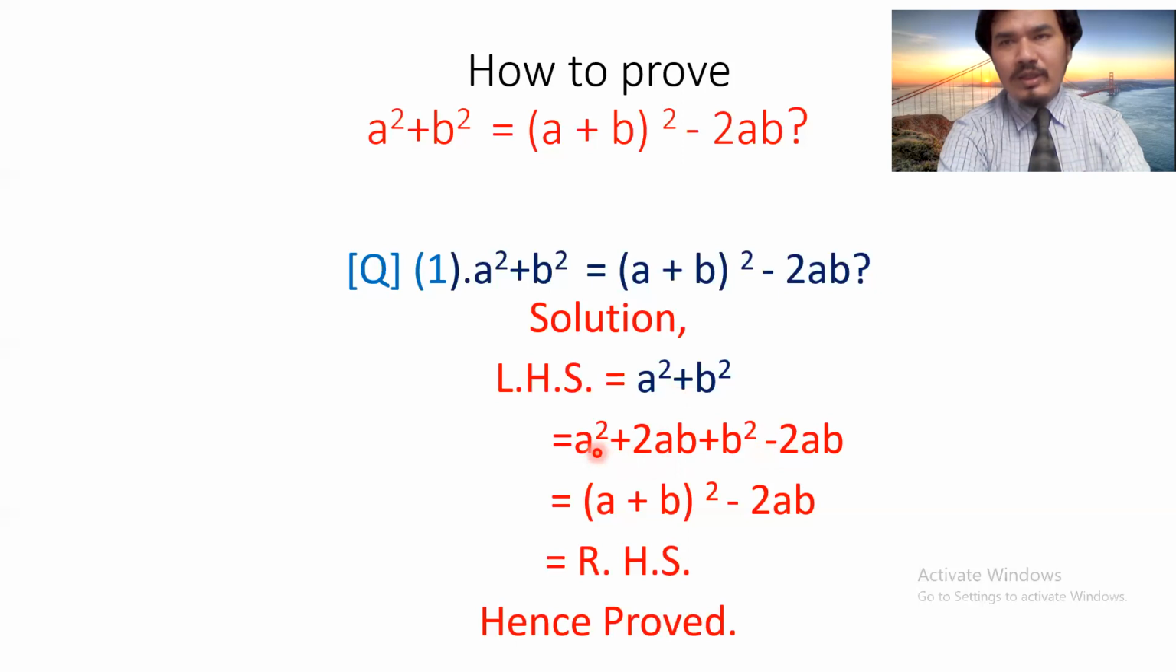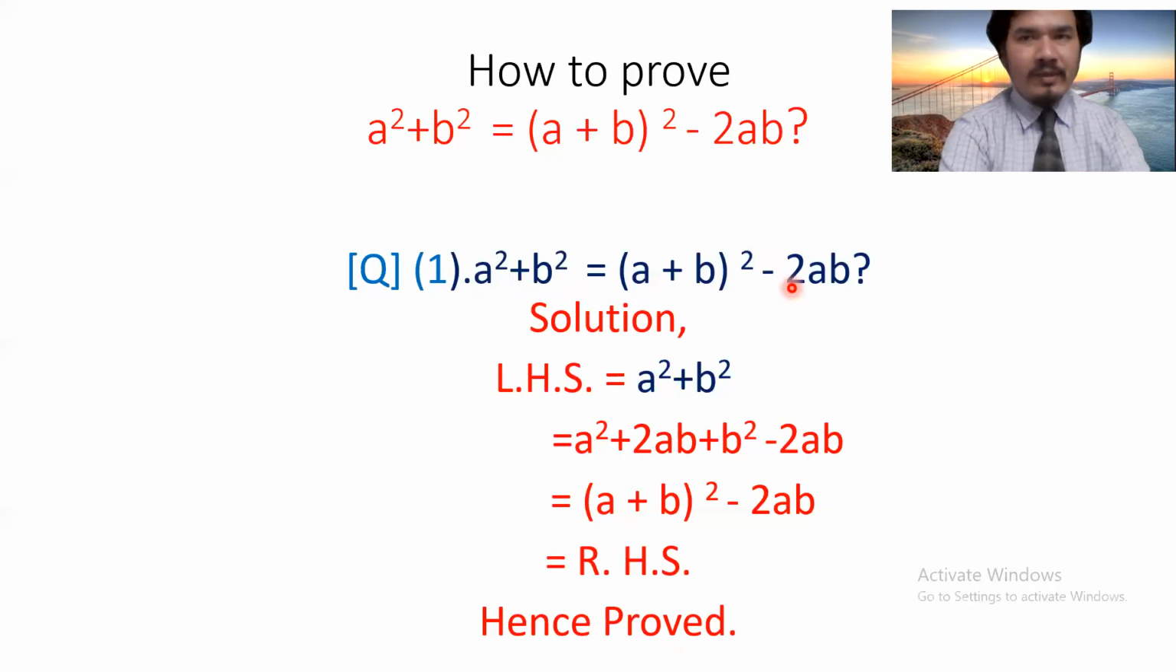Now what we did here: we did addition of 2ab and subtraction of 2ab. Then we know that a square plus 2ab plus b square is the a plus b whole square formula. These three terms are in the form of the formula a square plus 2ab plus b square. This is a plus b whole square, and this minus 2ab is also here. This is the result we need to bring, the right hand side. We solved the left hand side and got the value of the right hand side, hence proved. We have to write like this. Like this we prove a square plus b square equals a plus b whole square minus 2ab.